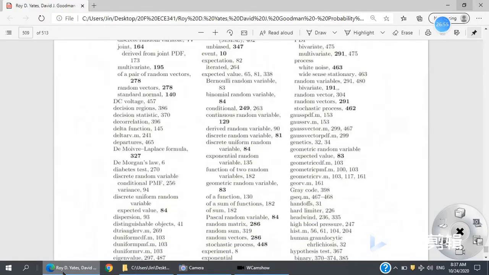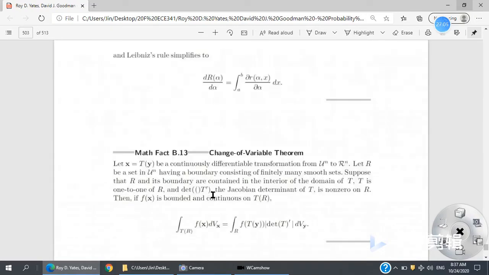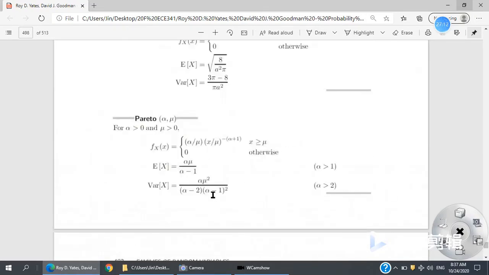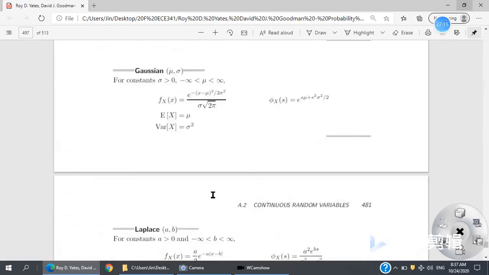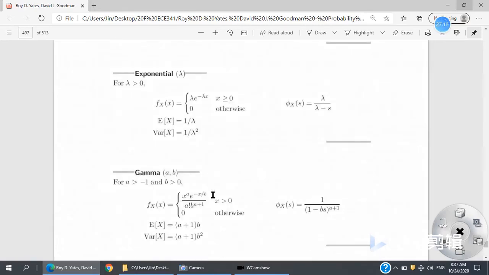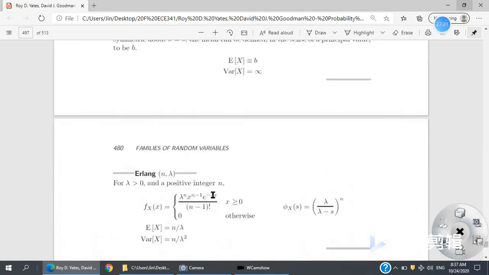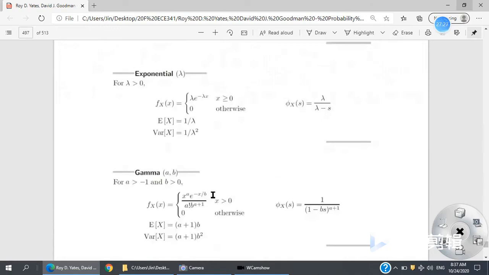Go to the end. Okay, it's here. We have uniform, we have Gaussian, yeah, exponential. I'm sorry, exponential is a continuous type. Yeah, I said we have one more: exponential lambda is here. Okay, it's continuous. This is continuous type.